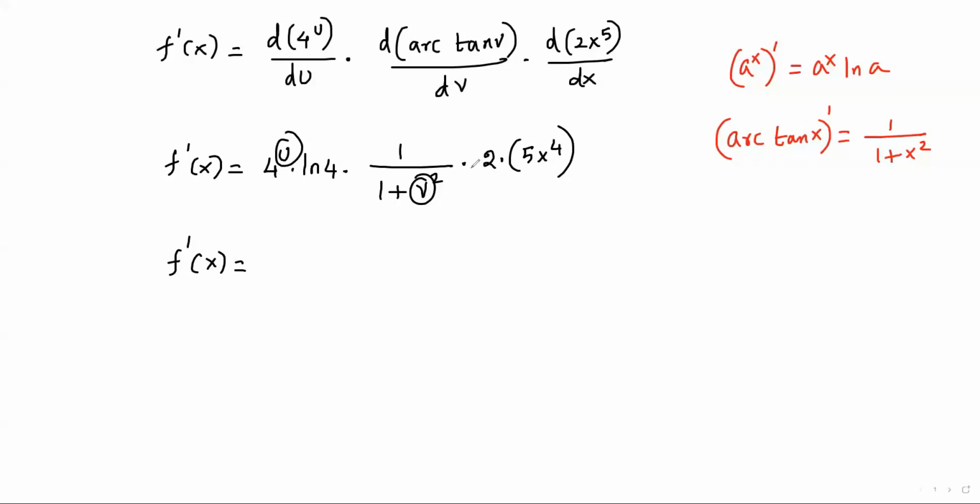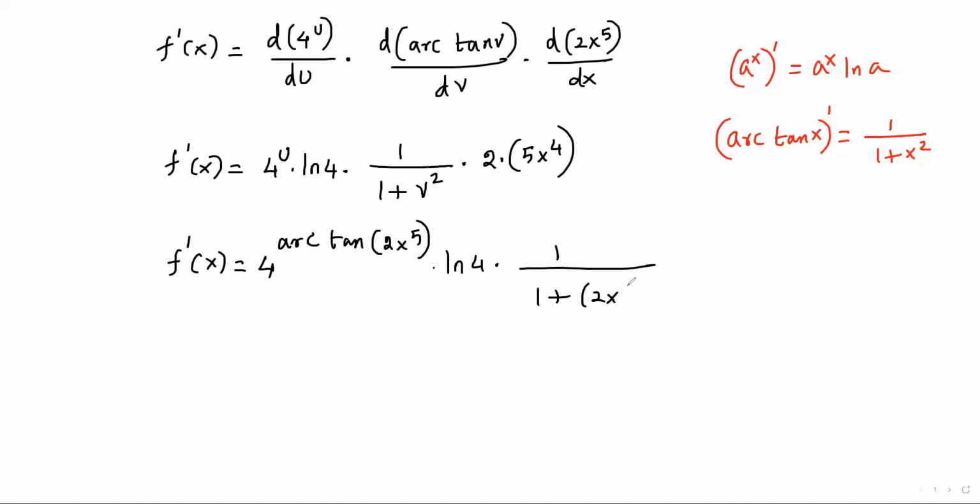So f prime of x is equal to, now u and v are variables introduced by us, so these two variables have to be replaced by the original variable x. From the previous page we already know what u is equal to, so instead of u we write 4 to the power arctan of 2 times x to the fifth power, times ln 4, times 1 over 1 plus v squared, where v is 2x to the fifth power, whole squared. And when I multiply 2 times 5, it will be 10x to the fourth power.